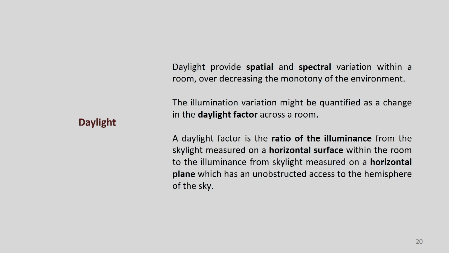It is a ratio of illuminance from the skylight measured on a horizontal surface within the room to the illuminance from skylight measured on a horizontal plane, which has an unobstructed access to the hemisphere of the sky. Of course, it needs a lot of mathematical calculation. So, if somebody is really going to work on these small factors, we need to understand.